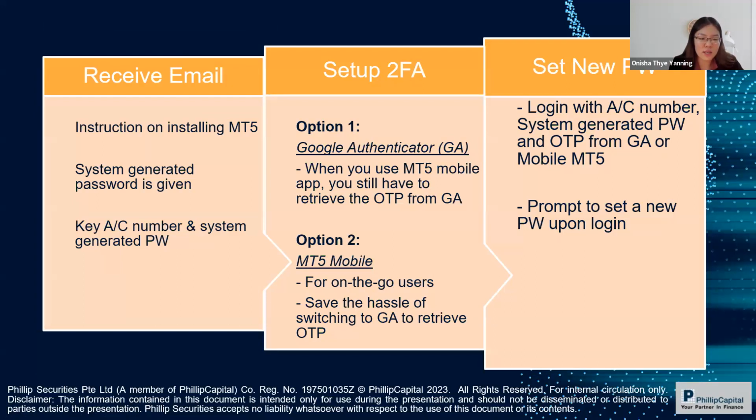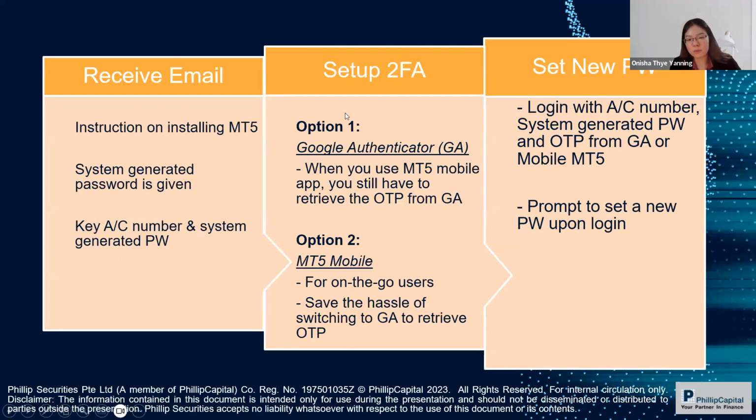The first thing: when you register, you receive an email. Once you receive the email, you get an instruction on installing MT5. In the email, there will be a system-generated password. When you have your MT5, you just key in your account number and the system-generated password. Then something will pop up for you to set up your two-factor authentication.